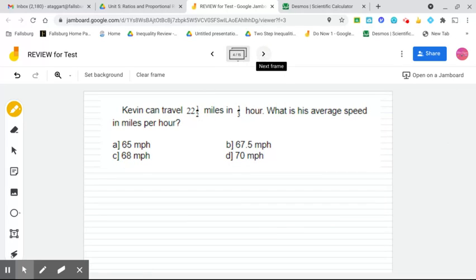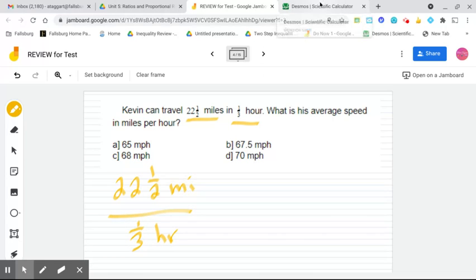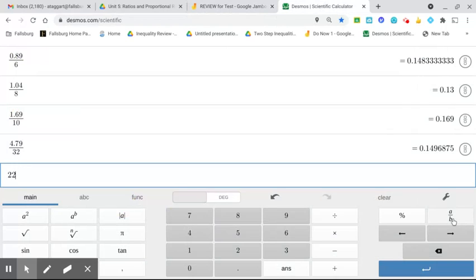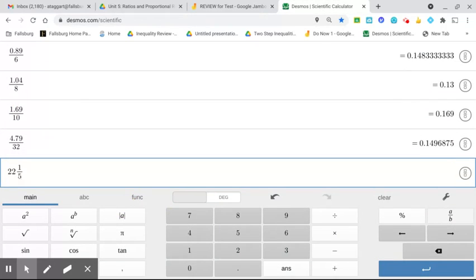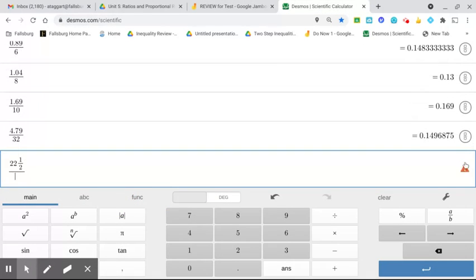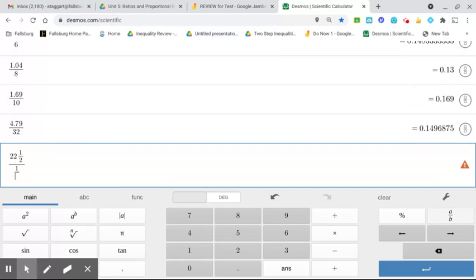Next, Kevin can travel 22.5 miles in 1/3 of an hour. What is his average speed in miles per hour? Well, miles per hour, I'm going to divide them. 22.5 miles divided by 1/3 hour. Just going to plug that right in here. Oops, 22.5 divided by 1/3.